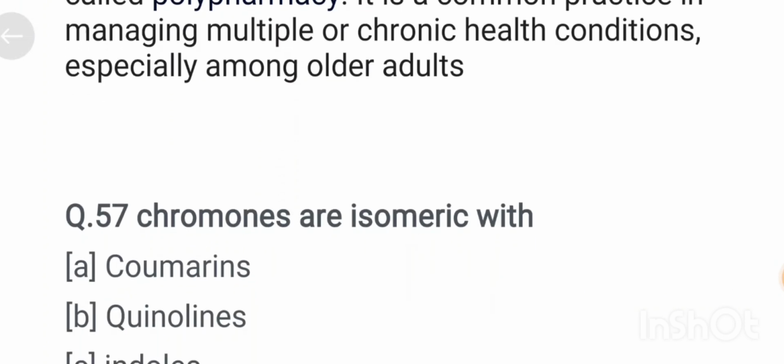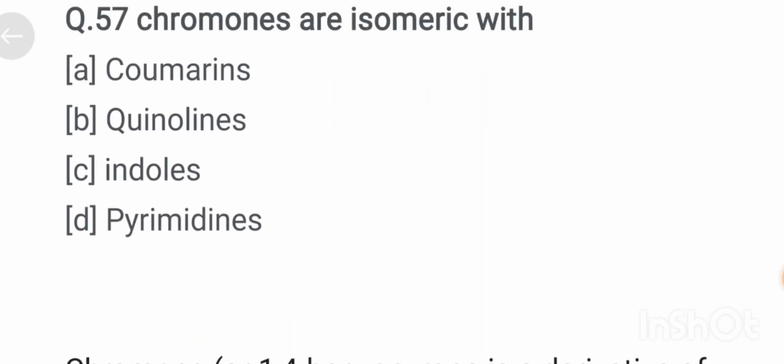Next question. Hormones are isomeric with option A, coumarins, option B, quinolines, option C, indoles, option D, pyrimidines. Correct answer is option A.